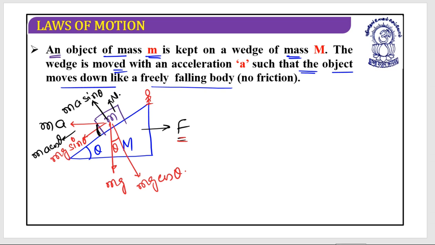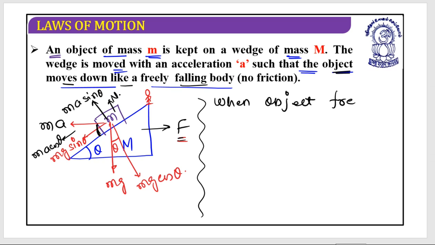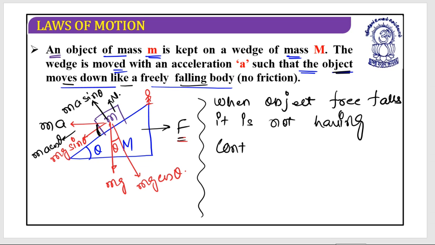Great. Now what you required is that the object moves down like a freely falling body. So when the object free falls, it is not having contact with the wedge.